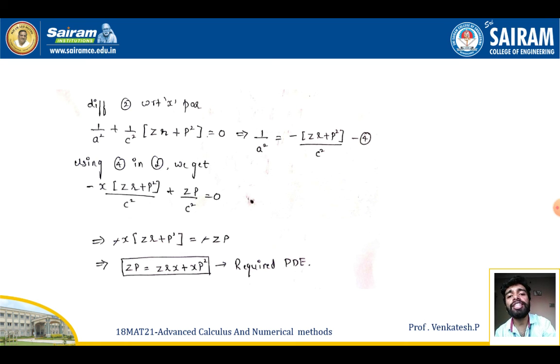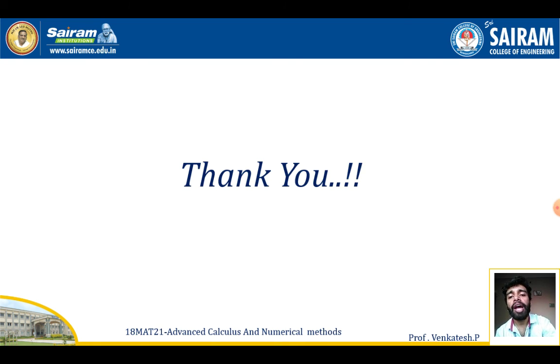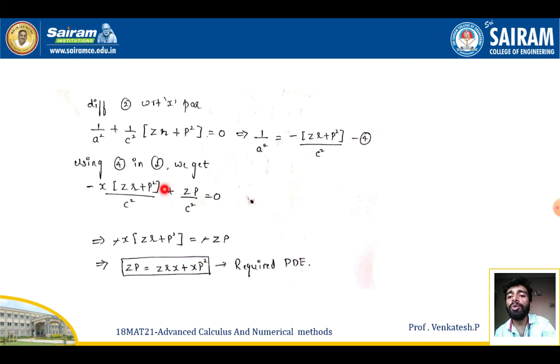On replacing equation number 4 in equation number 2, I got minus x into (zr plus p²)/c² plus zp/c² is equal to 0. I can take the LCM, I can shift this c² to the right-hand side, so it can be eliminated. On simplifying this equation, I got zp is equal to zrx plus xp², which is the required partial differential equation.